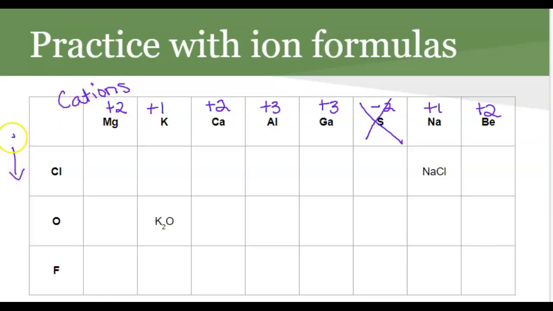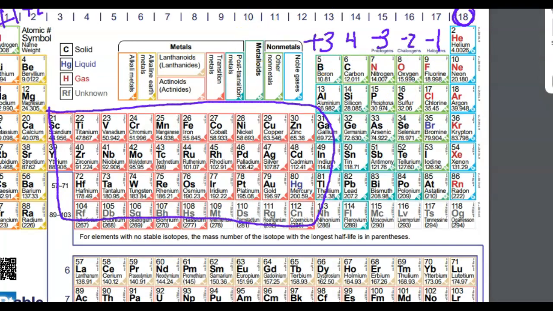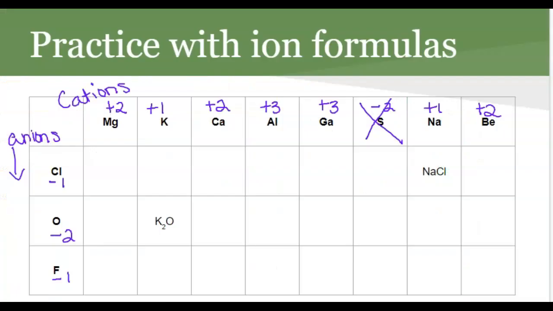Going down this way, we have the anions. Those are the ones that are going to gain electrons. So for chlorine, it's going to be 1. For oxygen, it's going to be 2. And for fluorine, it's going to be 1. And that's, again, based on the particular chart that we created over here. So now we just have to combine.